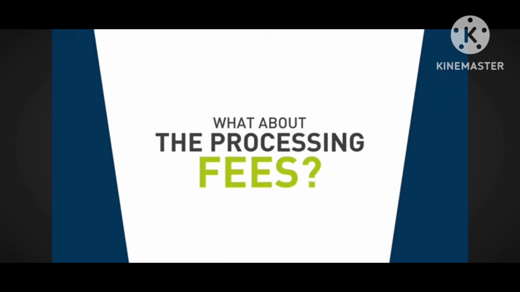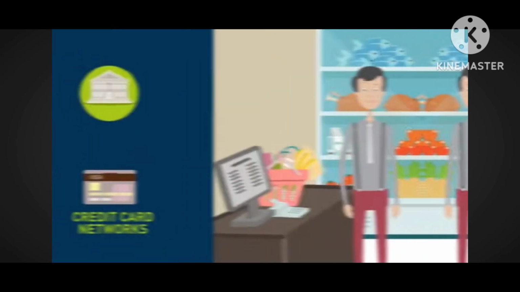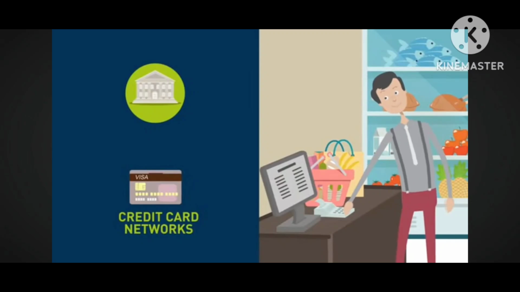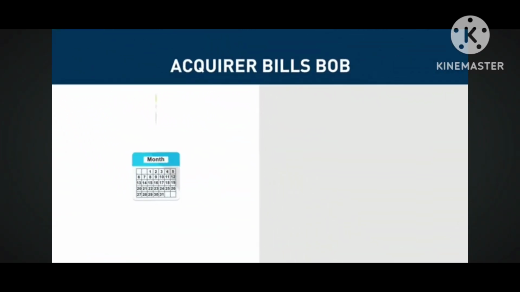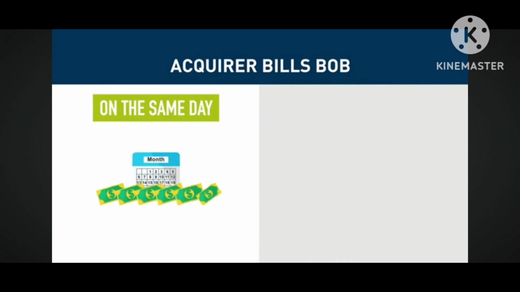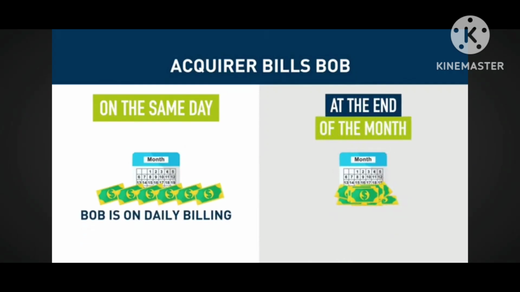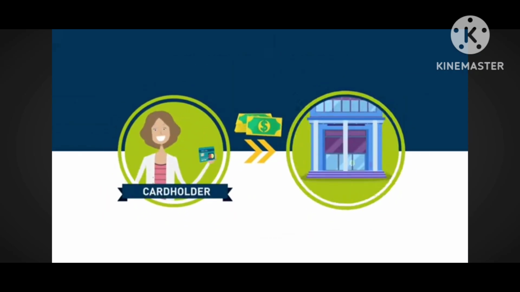Now, what about the processing fees? The credit card networks bill the acquirer interchange fees for all of Bob's sales once the batch is settled. The acquirer then bills Bob either on the same day, sales minus fees, if Bob is on daily billing, or the acquirer bills Bob at the end of the month for all the sales processed in that month. The cardholder gets billed by its issuing bank.